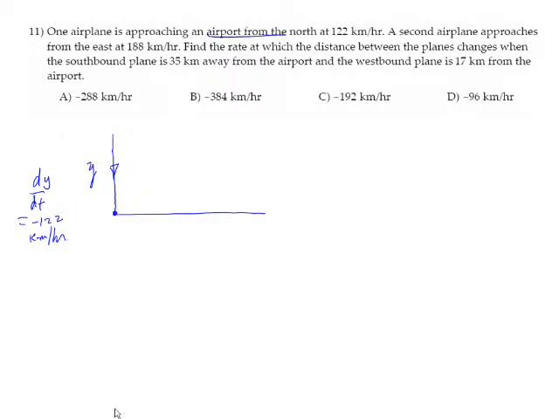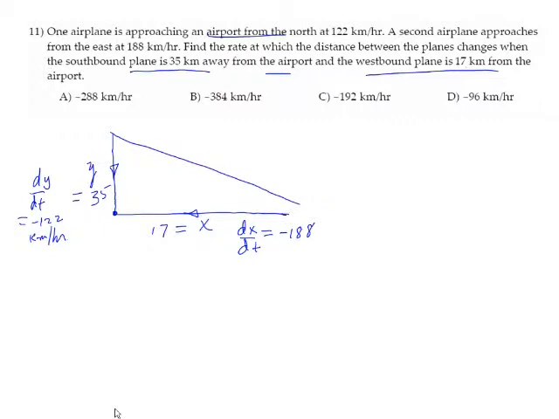We have another airplane approaching from the east. Let's call that distance from the airport x, and we're given that dx/dt is equal to minus 188. And the question is, when the southbound plane is 35 kilometers away from the airport and the westbound plane is 17 miles away from the airport, what is the rate of change of the distance between the two planes?